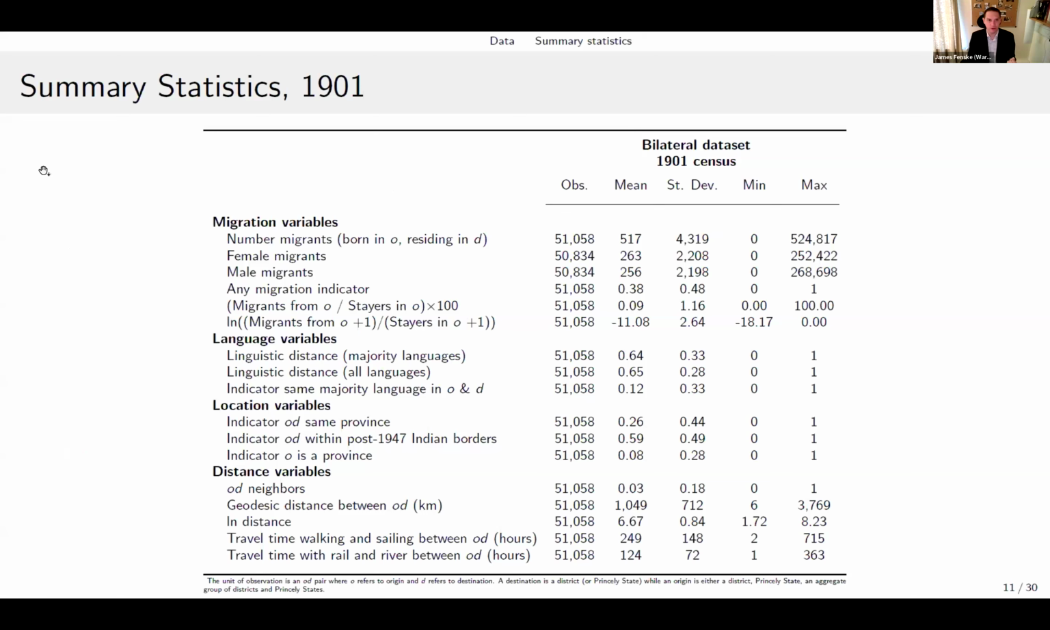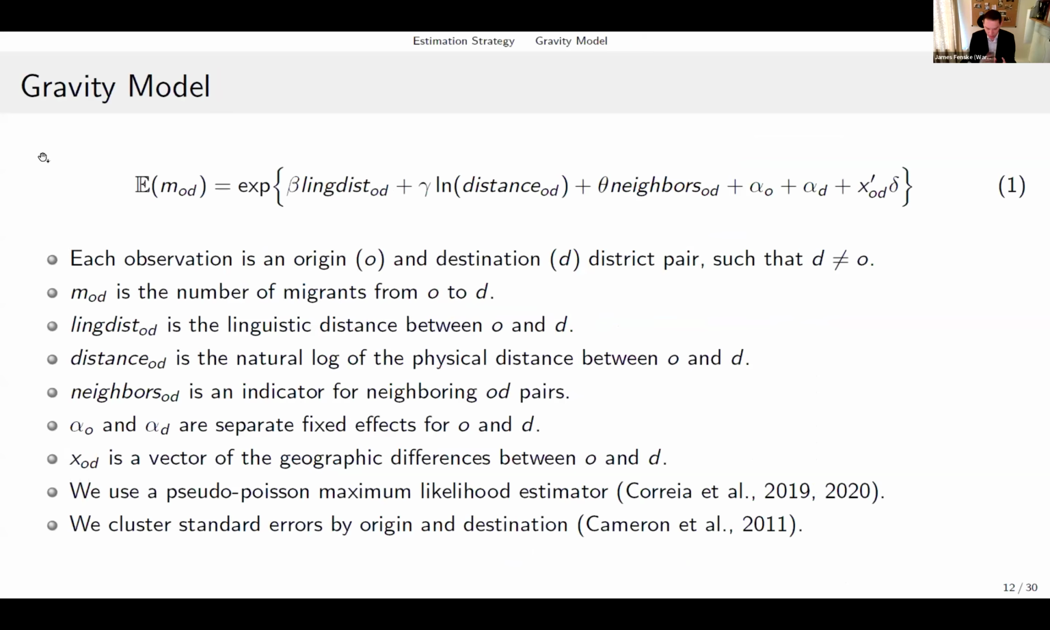Summary statistics are mostly for completeness. The one thing you can see here is that we've got fewer observations in the 1901 census than we do in the colonial or in the present day census, just because we lack so much migration data from out of province districts. Instead, we know out of provinces.